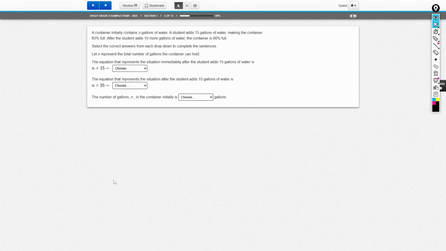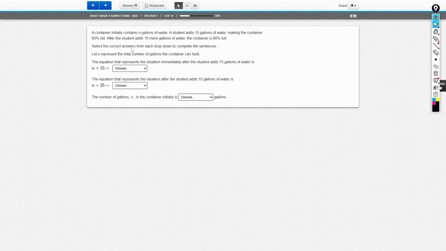Moving on, it says that a container initially contains n gallons of water, and we know that a student adds 15 gallons of water, making the container 60% full. And then after the student adds 10 more gallons, the water becomes 80% full. So select the correct answer choices from the drop-down to complete the sentence.